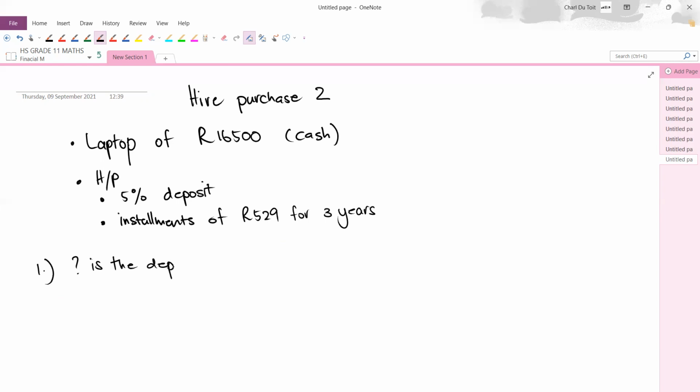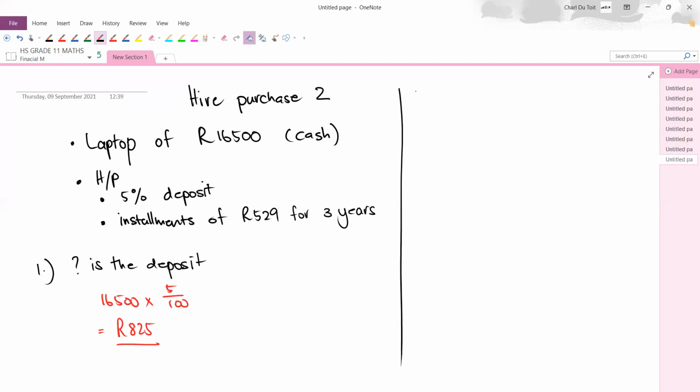Does everyone get the mark here? What's the deposit? Oh, it's easy. Deposit is 16,500 times 5%. What's that? I'm not sure yet, so let me calculate it. 825. Yes, 825. Okay, that's not difficult.